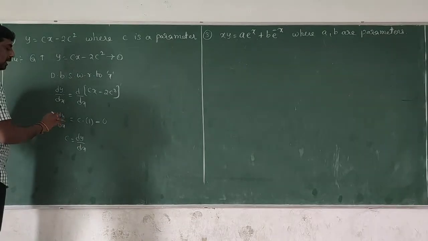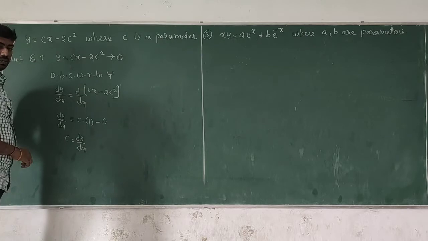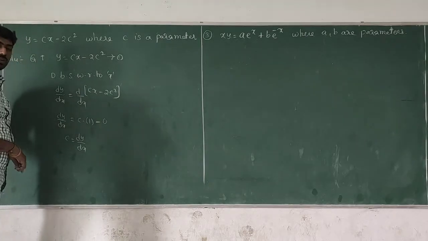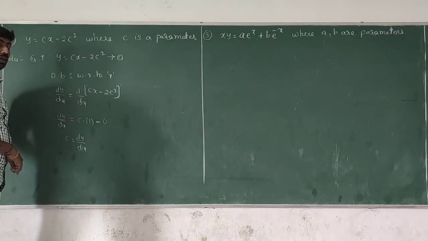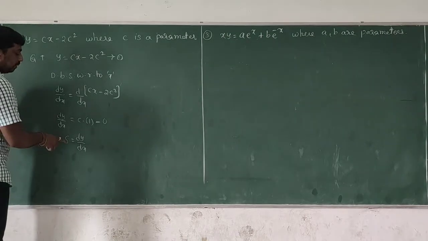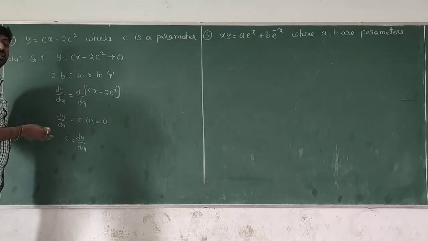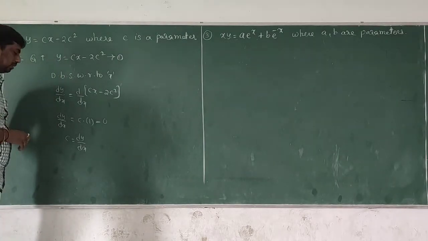Only one time we differentiate the given equation, but here we get the dy by dx value. But in the final equation we have a constant, that means a parameter. We need to delete the parameter from the given equation. That's why we get the c value now. Substitute the c value in the given equation. Then that is the required differential equation.